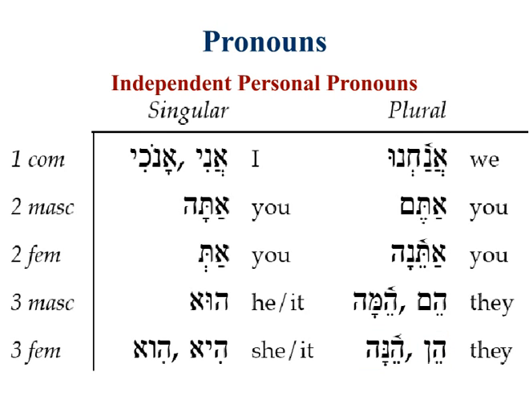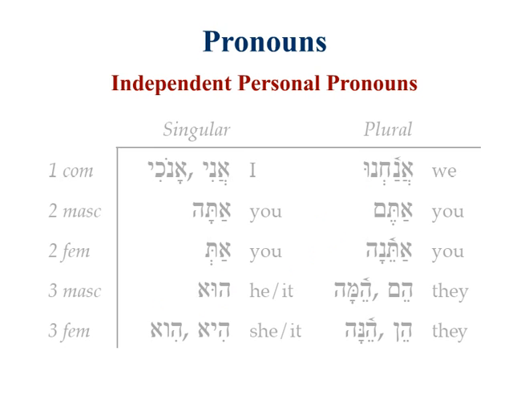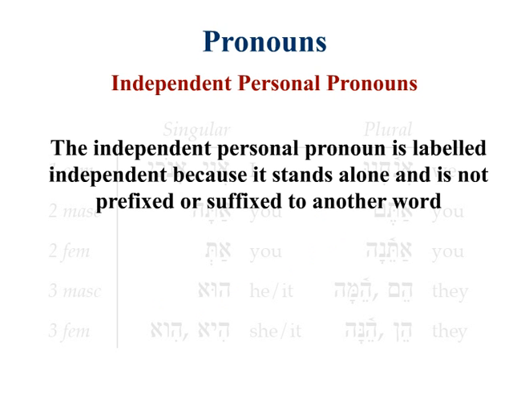We need to make three important notes or observations on this paradigm, which you must memorize. This paradigm is one which you must memorize to be able to produce the forms in Hebrew. The first observation. The independent personal pronoun is labeled independent because each of these forms stands alone. Independent personal pronouns are not prefixed or suffixed to another word.